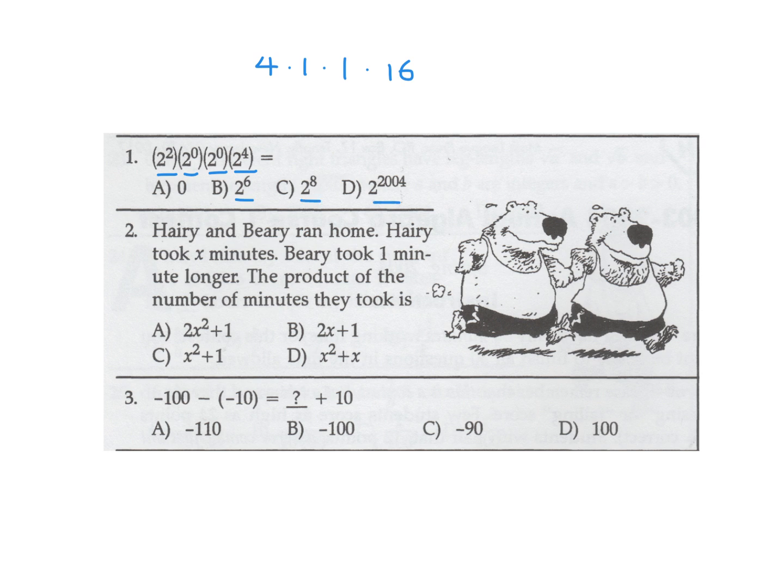I can just add up these exponents. It would be 2 to the power of 2 plus 0 plus 0 plus 4, which is 6. So in a very quick way, I could have gotten B.